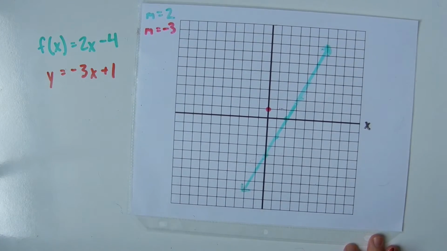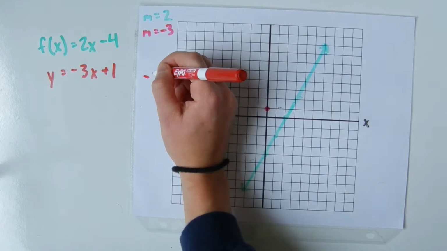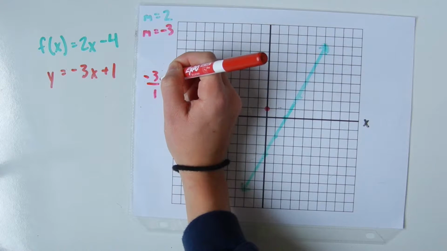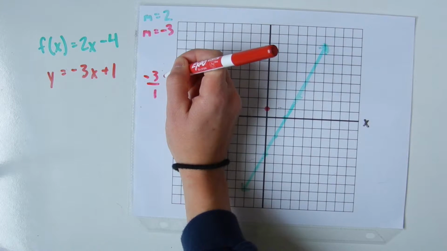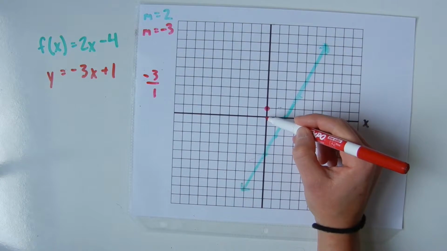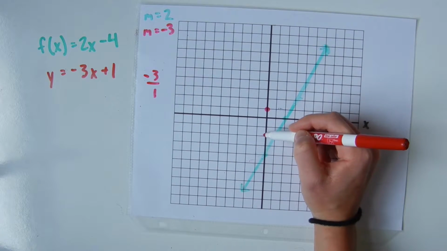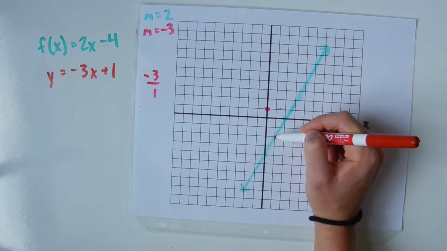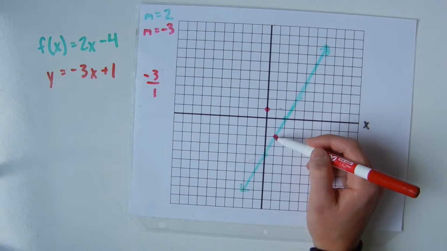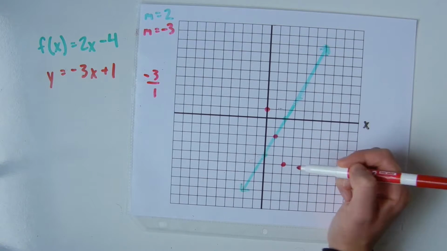Now let's apply our slope. Our slope is -3. -3 in fraction form is -3 over 1. So our rise is -3 over our run of 1. So we're going to go down 3 in the vertical direction because it's negative, but we're still going to go over 1 in the run because 1 is still positive. Now from this point, go down 3 and over 1.